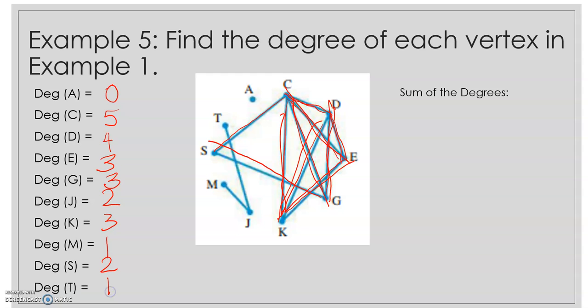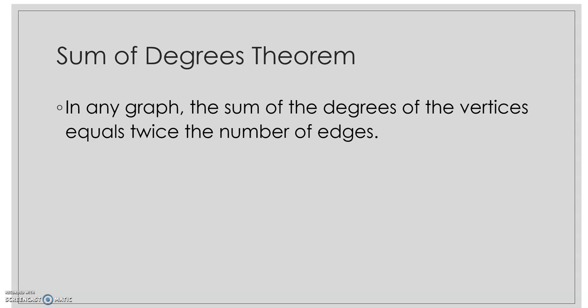The sum of the degrees, add up those degrees: 0 plus 5 plus 4 plus 3 plus 3 plus 2 plus 3 plus 1 plus 2 plus 1 is 24. The number of edges is 12. The sum of degrees theorem says that in any graph, the sum of the degrees of the vertices equals twice the number of edges.